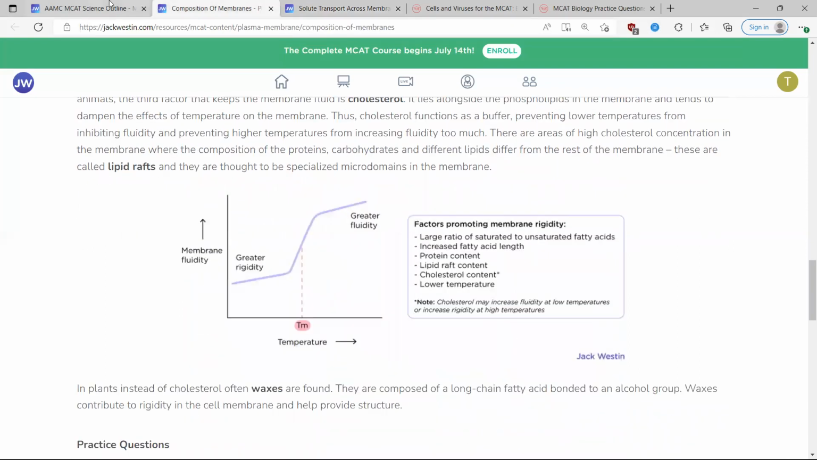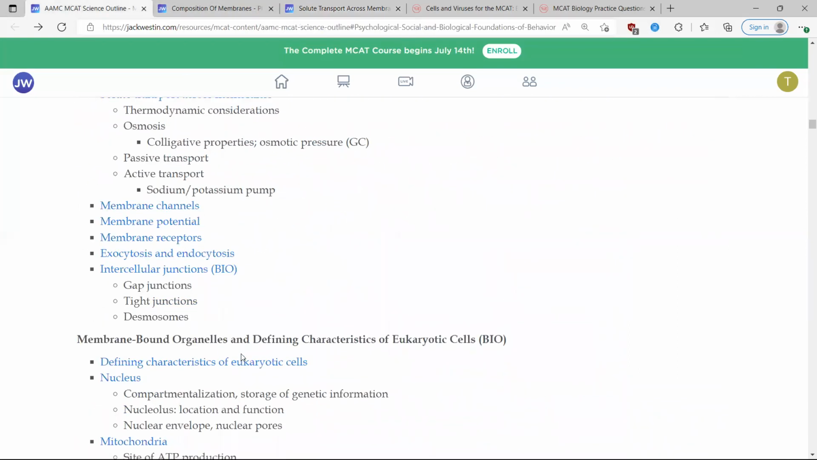We talked about the different types of diffusion. Let me open this up.